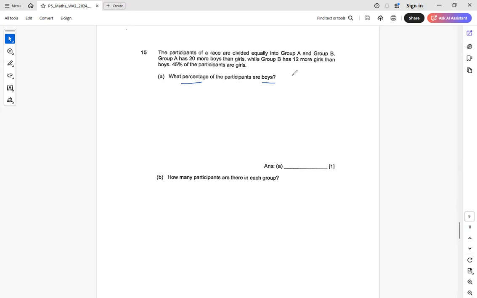So take note, the total, okay, is always 100%. Okay, so if they tell us the participants for girls is 45%, to find the boys, we just take the total minus the girls, which is 100% minus the 45% for girls. It will give us our boys is 55%. Okay, so pretty straightforward. This is a 1 mark question. Okay, just 55%.